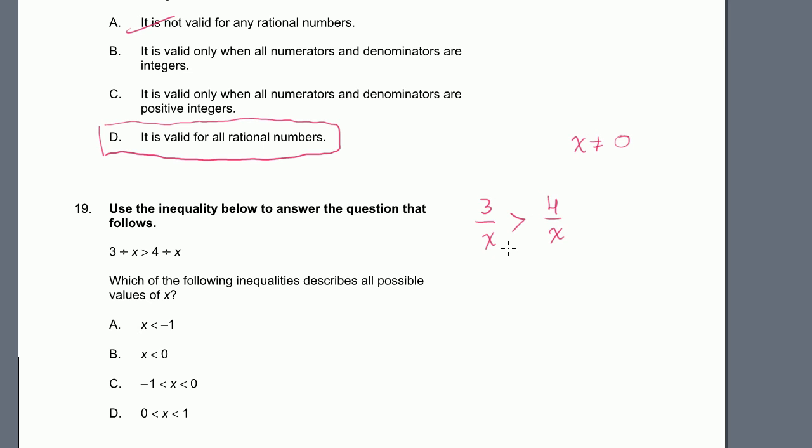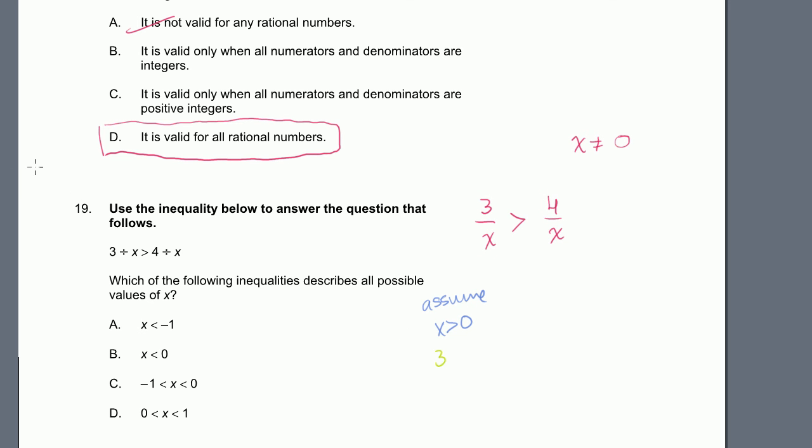So to solve this, we can multiply both sides by x. We have to be very careful, though, because if x is negative and you multiply both sides by it, you'd have to switch this inequality. But let's assume x is greater than 0. If x is greater than 0, then when you multiply both sides of this inequality by x, you don't have to switch the inequality, and then you get 3.